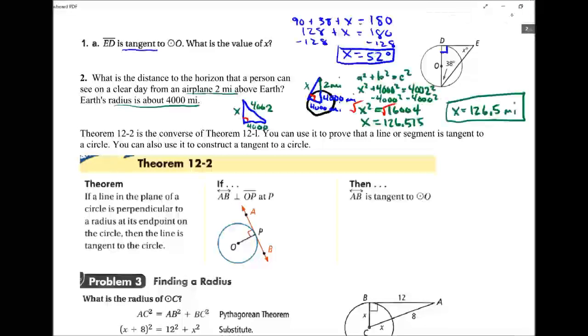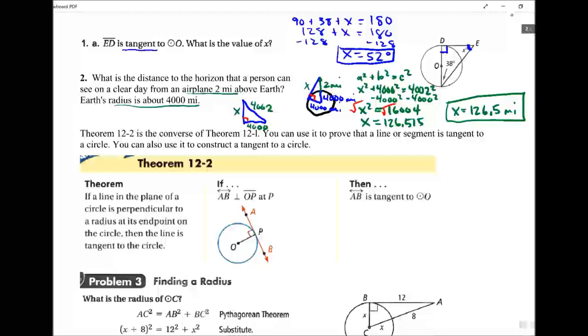Okay, in our first problem here, we are told that segment ED is tangent to circle O, and we want to find the value of x. We know that a tangent is perpendicular to the radius, so we know we have a 90-degree angle. Triangle angle sum theorem gives us x is 52 degrees. So we found that angle right there. That one was easy. All right, problem 2.